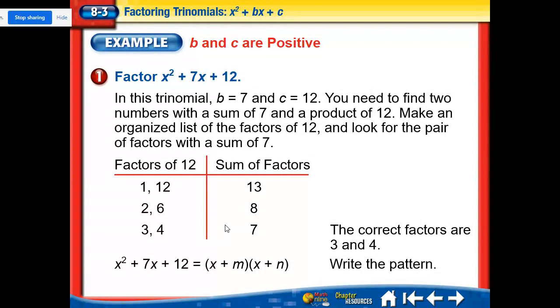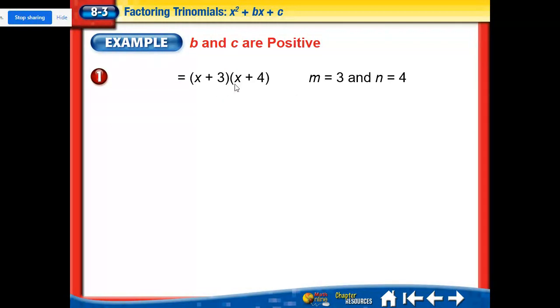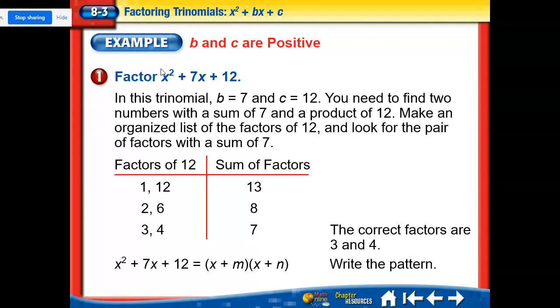And so once we do that, we can just write our answer as x plus 3 and x plus 4. Now, these are the real easy ones because if you notice going back here, there is only a 1 in front of this x squared. When there's something else in front of this, we'll have to do something different, and I'll show you those in just a little bit. We'll do a couple of these here in just a moment.